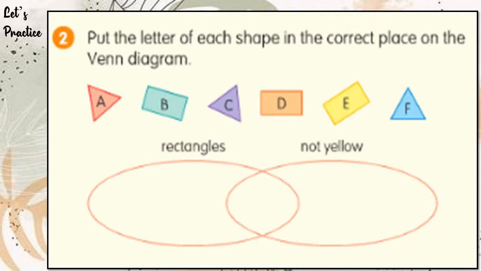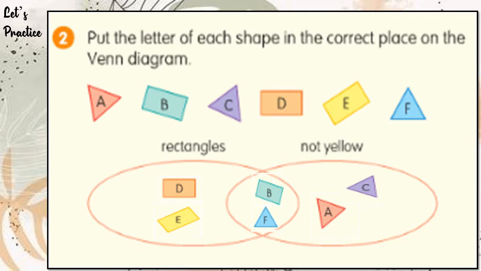Which letters are rectangles? Good job. B, D, and E are rectangles. And the letters which color is not yellow? What letters are there? Good job. C, A, and F. B and F belong to the two groups. Jadi huruf B dan F itu merupakan bagian dari dua kelompok tersebut, sama-sama berwarna biru.